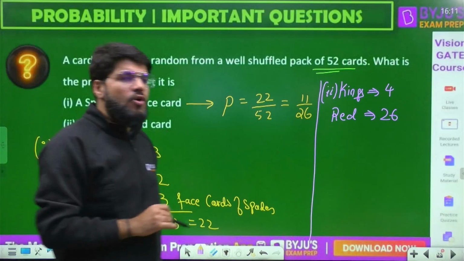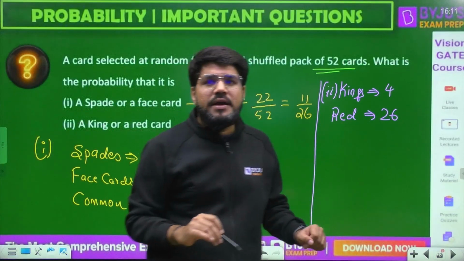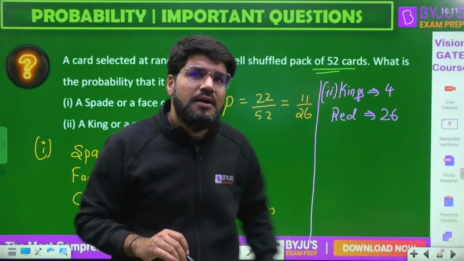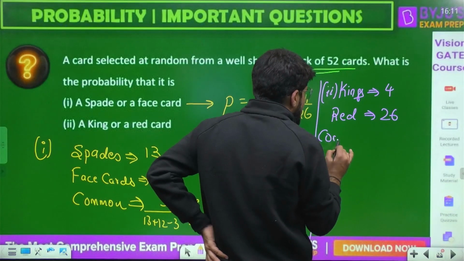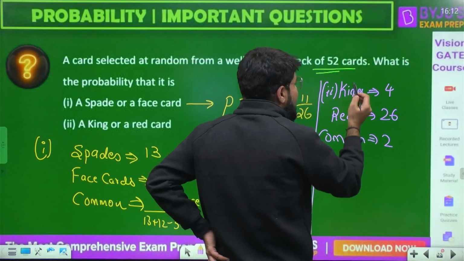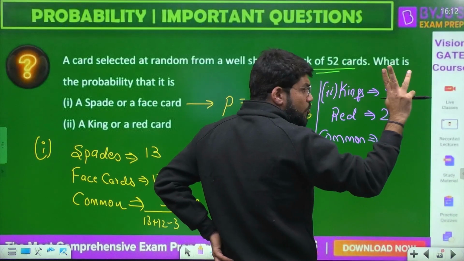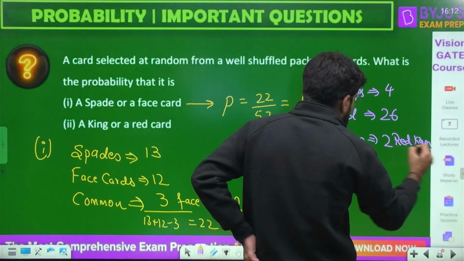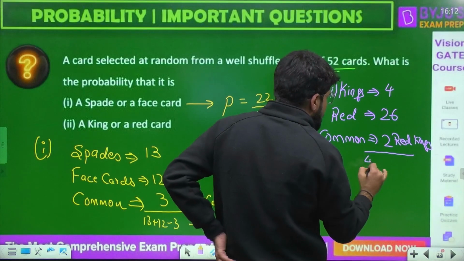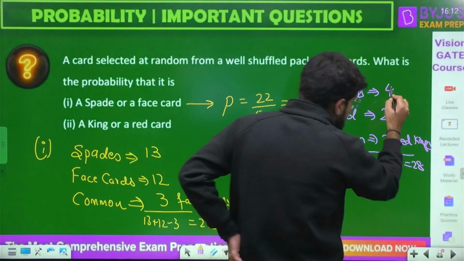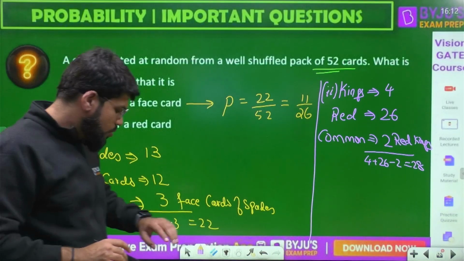Do they have anything in common? There are 26 red cards of 2 suits, hearts and diamonds, and every suit has 1 king. So what is common? Definitely 2 red kings. Of the 4 kings, 2 are red and 2 are black. So 2 red kings are common. The net count is 4 plus 26 minus 2, and that is 28. If you say 30, that is wrong. That will fetch you the wrong answer.